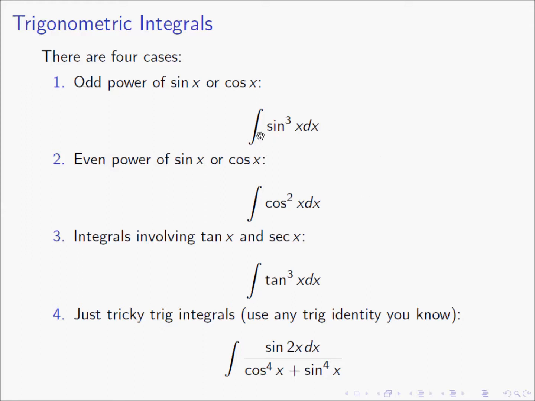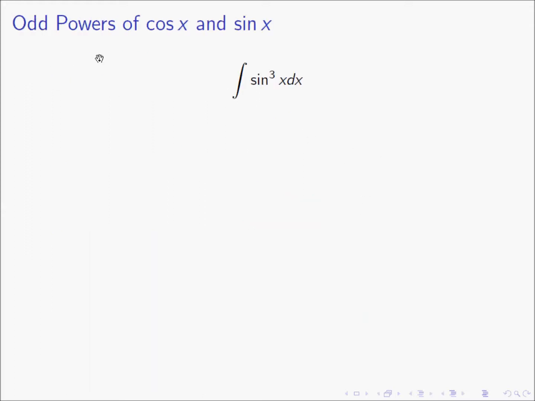We're going to begin with the first case, in which we have an odd power of cosine of x or sine of x. Let's begin with this example. Here we have sine cubed of x dx. And the first thing we're going to do is to write this integral as sine squared of x times sine of x dx. We can do this because we have an odd power, and we can always do this if we have an odd power.